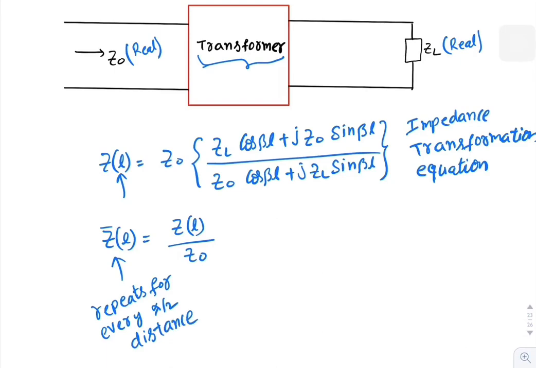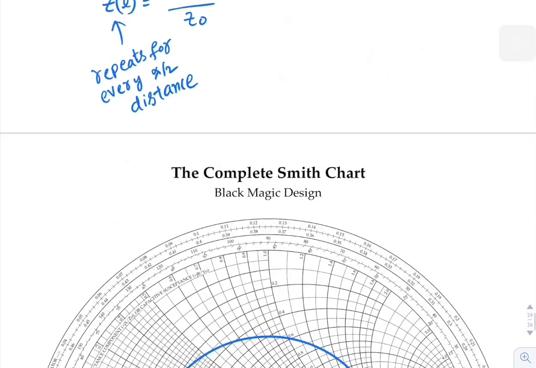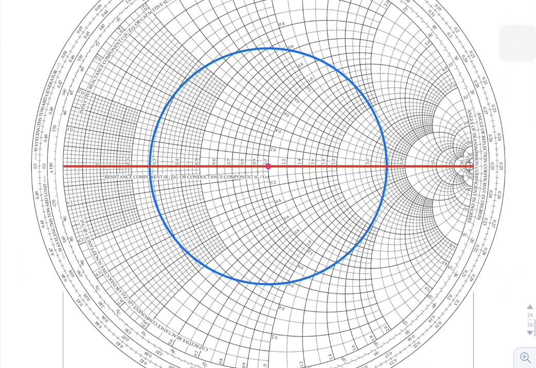If you want to see the same thing on a Smith chart, let us say I have a normalized impedance here. If I travel a distance of lambda by 2, which means 360 degrees on the graph, again I will reach the same point, which means for every lambda by 2 distance, the impedance repeats. Which impedance? Normalized impedance only.